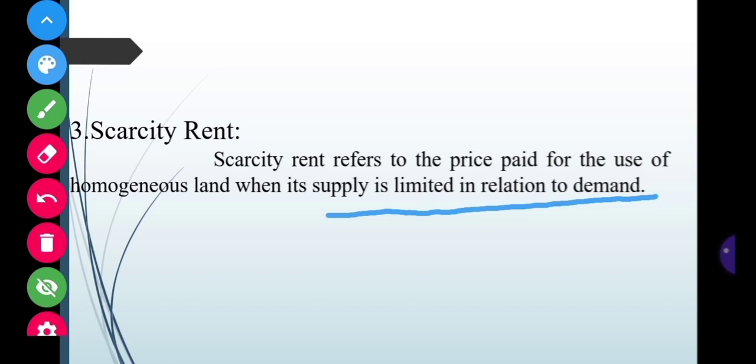For example, at the time of demand, the supply automatically increases. When the demand increases, supply also increases. This is a natural law which we have in economics. But here, when the supply of land is inelastic in nature, it cannot change with the change in the price as well as the demand.